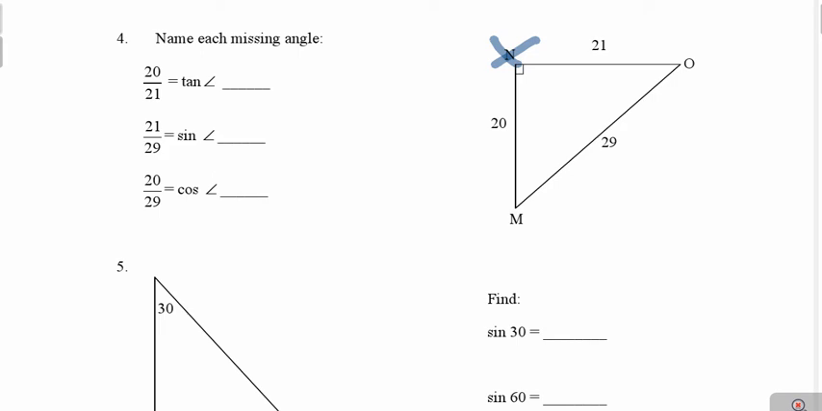So the first trig function is a tangent problem. And we know that tangent is the opposite over adjacent. So this means that the 20 would be opposite the angle, and then the 21 would be next to the angle. So what angle has 20 opposite and 21 next to it? Hopefully you're saying angle O. So go ahead and try the next two examples and see if you can find which angle it's talking about, either angle O or angle M.